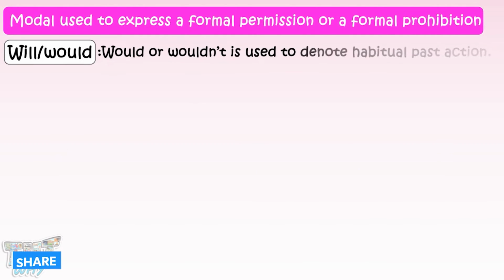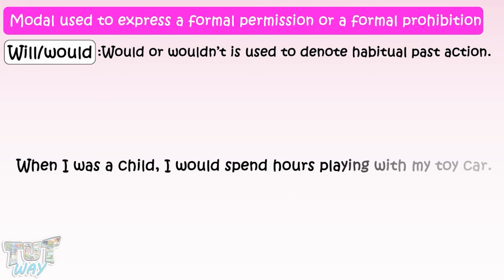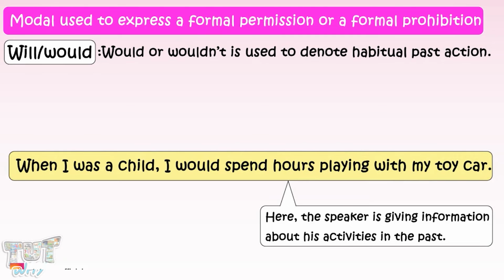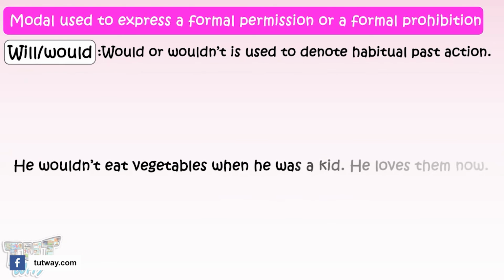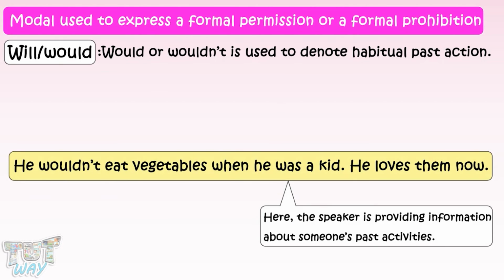Would or wouldn't is used to denote habitual past action. When I was a child, I would spend hours playing with my toy car. Here, the speaker is giving information about his activities in the past. He wouldn't eat vegetables when he was a kid. He loves them now. Here, the speaker is providing information about someone's past activities.